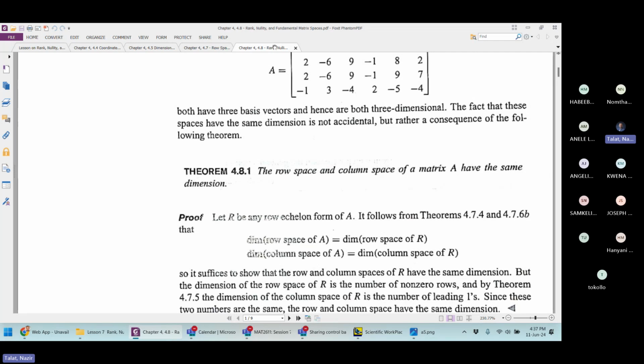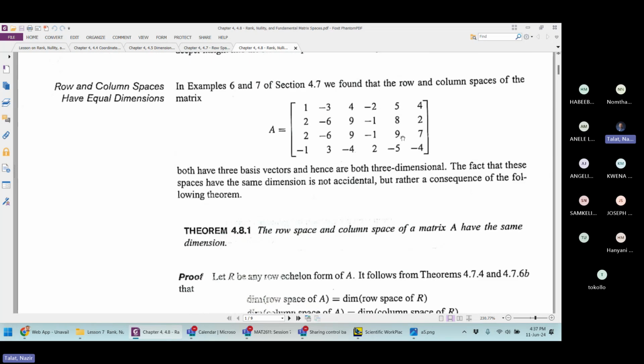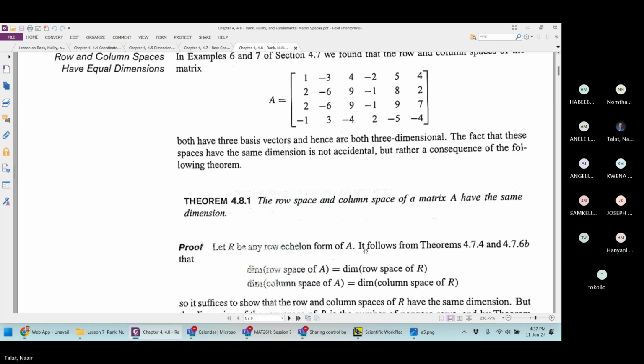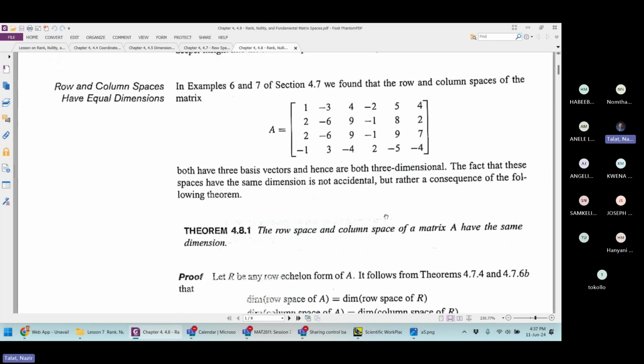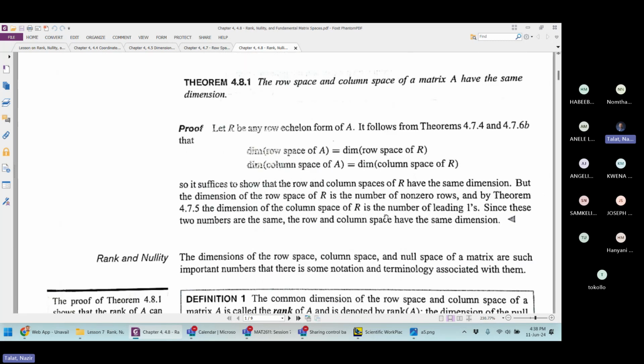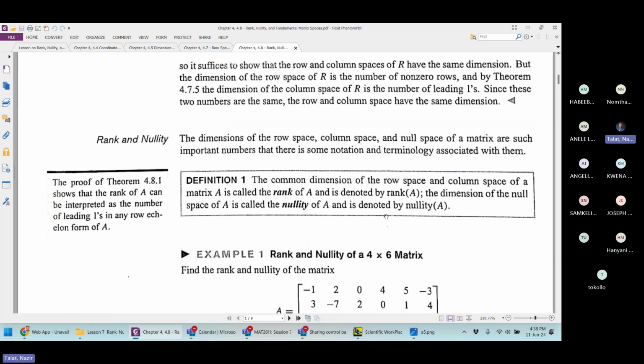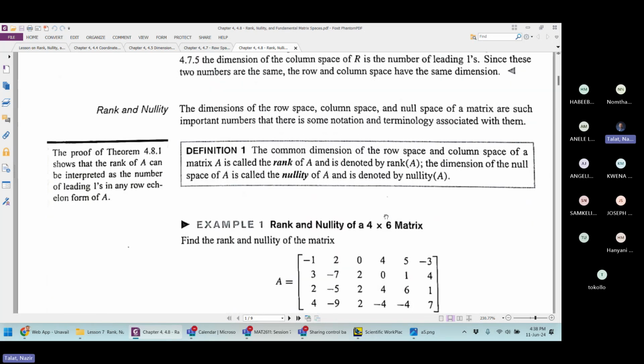So for every matrix, we know that if A is a matrix, then the row space and column space of a matrix have the same dimension, because they have the same number of linearly independent rows and leading ones. So both are equivalent and both will give us the same dimension. The row space gives us the rank, and the number of leading ones gives us the vectors of the column space, but both have the same number of elements, so the dimensions of both are the same. And recall that the common dimension of the row space and column space of a matrix is called the rank.